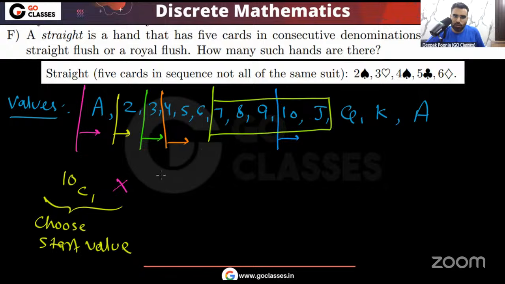So you can see that 4c1 into 4c1 into 4c1, and so on. So basically 4 power 5. I hope you understood. So remember, here I will do 4 power 5. This is very simple.